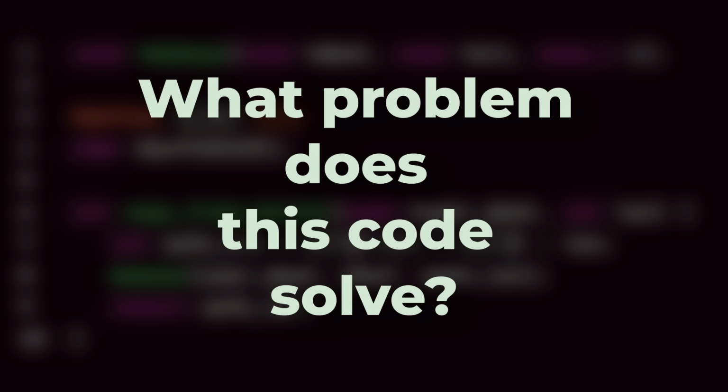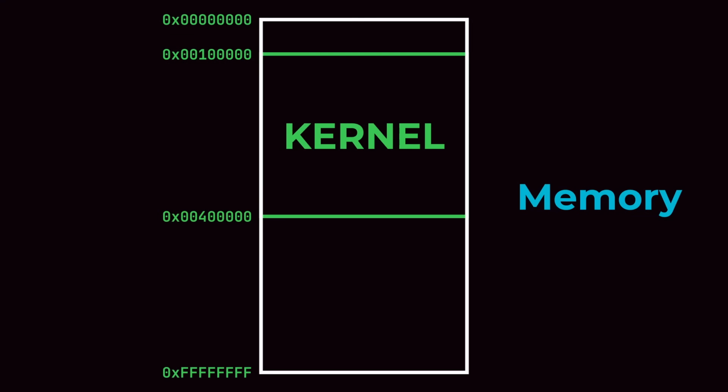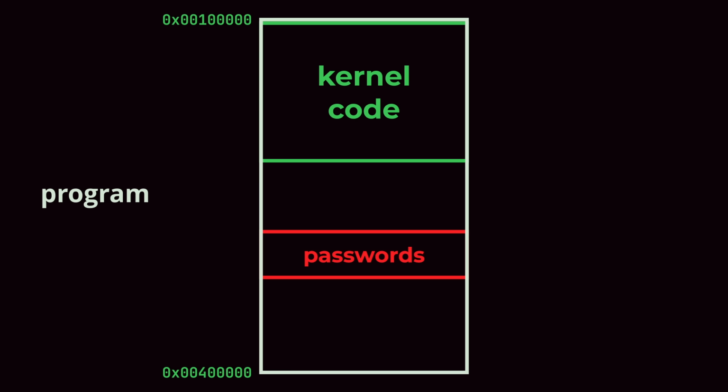So what problem is this piece of code trying to solve? Well, as I already said, this bug was found in the kernel of FreeBSD. And when a kernel is running, it is stored somewhere in memory. This includes the kernel code, but also sensitive data like passwords or secret keys. Of course, there are other programs running on the same machine too. And they should be allowed to read from memory, but not without restrictions.